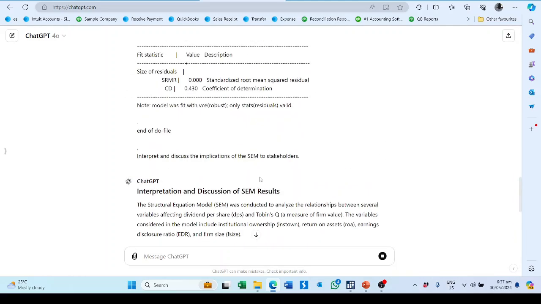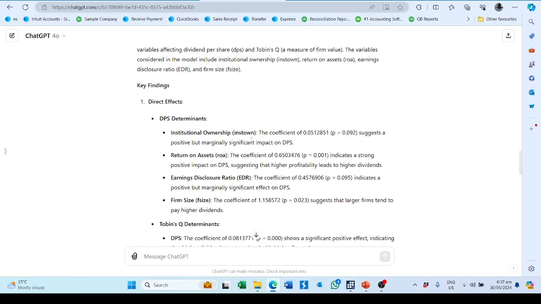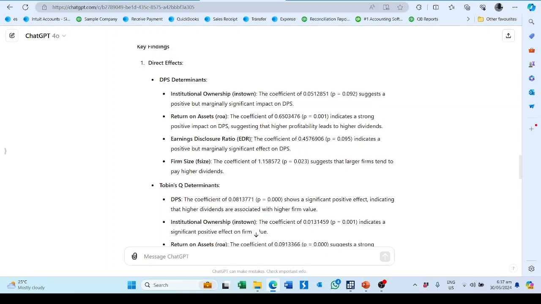Yes, that's it. It's interpreting the result. A structural equation model was conducted to analyze the relationship between several variables affecting dividend per share and Tobin's Q. The variables considered in the model include institutional ownership, return on assets, earnings, I think it missed that acronym, that is equity to debt ratio, and the last is firm size. So these are the interpretations.